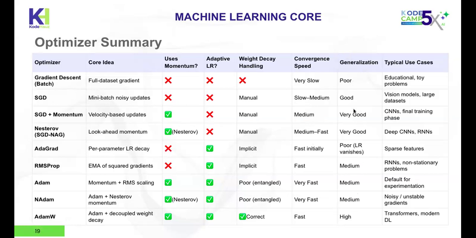Generalization, very good for SGD and Nesterov, and very high for Adam. Typical use cases, you can also see where you use them. Transformers, modern deep learning use AdamW, right? Nadam, noisy and unstable gradients. So you can see that if you are using it for educational purposes, toy problems, that's where we use gradient descent, like what we have been doing. If you want to train models with large datasets, you use stochastic gradient descent. But for modern neural network architectures, transformers, and so on, use Adam with decoupled weight decay.